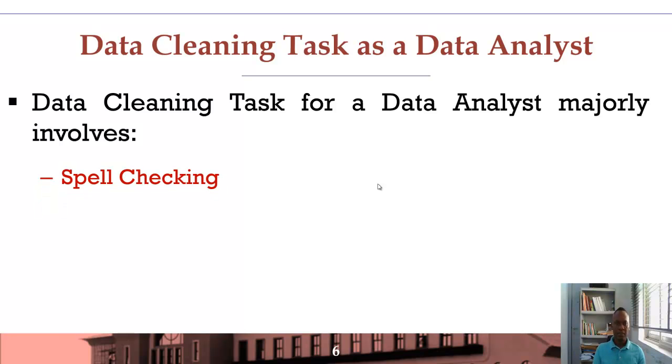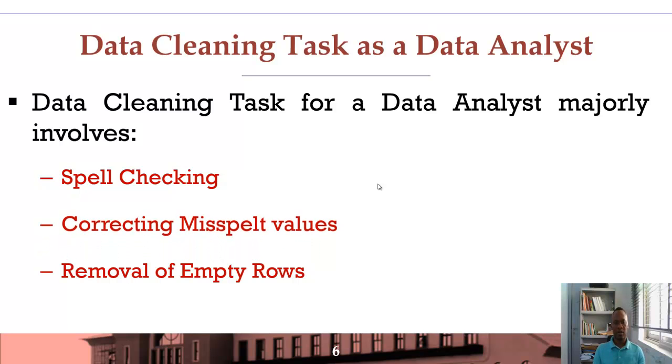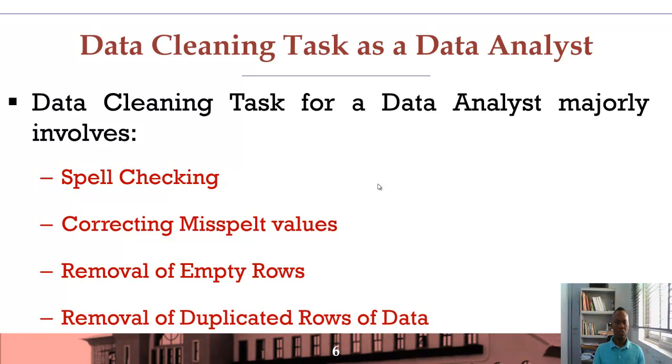It involves spell checking. It involves correcting misspelled values. Data cleaning involves removal of empty rows, and it also involves removal of duplicated rows of data. I want to advise us that anytime we want to clean our data, we should follow these sequential steps. First, spell check. Then correct misspelled values. After that, you can proceed to remove your empty rows. And after that, you can remove duplicated rows of data.